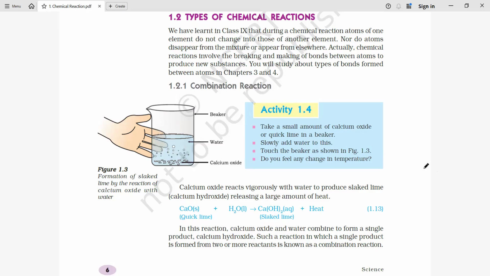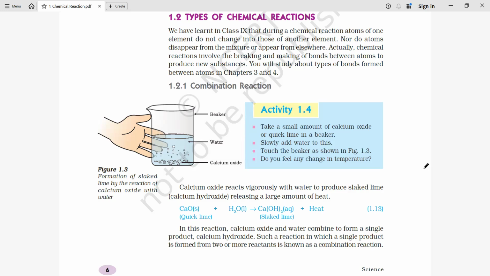Types of chemical reaction. Before that, we have seen what a chemical reaction is and how to write the equation. If the equation is not balanced, it is called a skeletal equation, and then we have to balance it. That we learned in the last class, about the balancing of the equation and how we can write the physical states of the reactants and products.